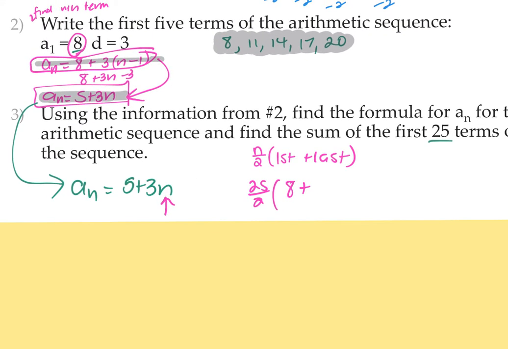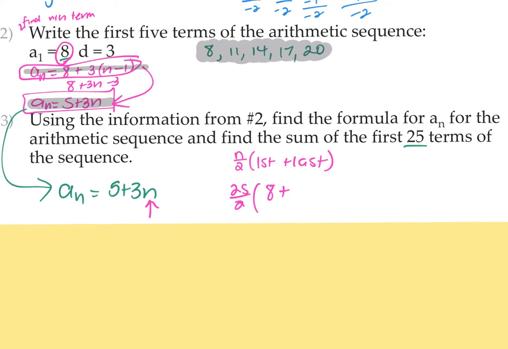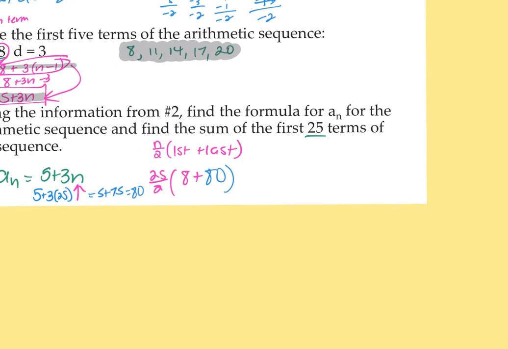Okay, so then I need the last, right? So I don't have the last yet. How could I find the last? Plug in 25. So into this, 3 times 25 plus 5 is 5 plus 75, which is 80. And then I get 12.5 times 88, which is 1,100.